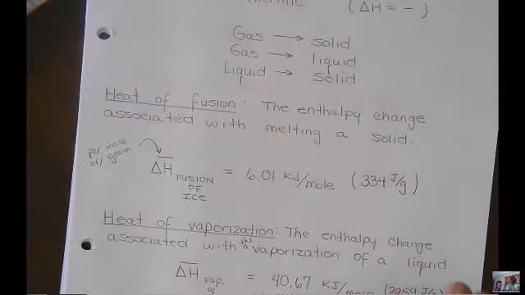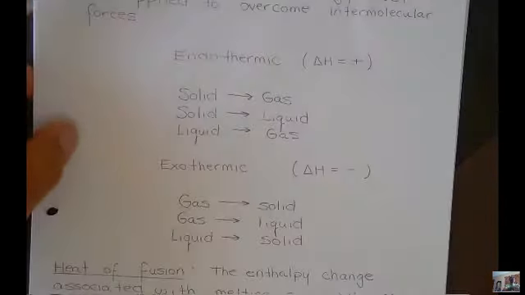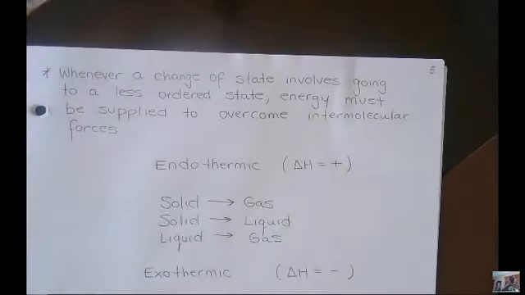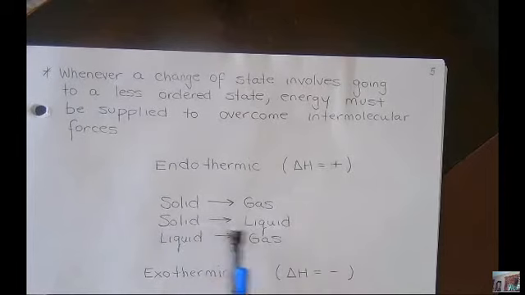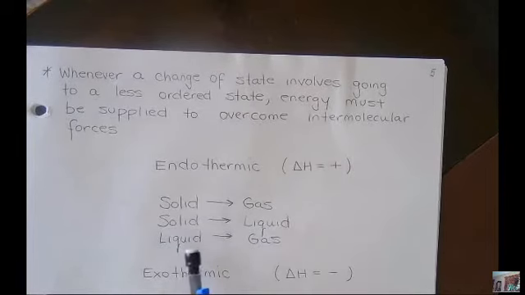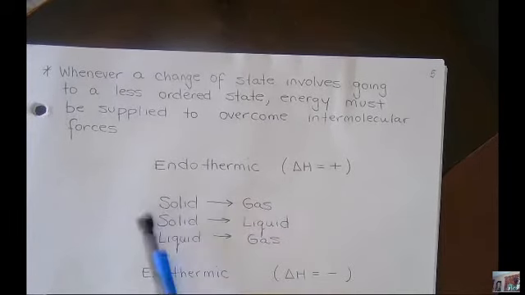Okay? All right, so here's some of those values that we were talking about. Whenever a change of state involves going to a less ordered state, energy must be supplied to overcome the intermolecular forces, and we talked about this. So these are the uphill processes. Things are endothermic whenever delta H is positive. So going from a solid to a gas, okay, that's sublimation. Going from a solid to a liquid, that's fusion. And going from a liquid to a gas, that's vaporization. All of those would have positive numbers, okay?